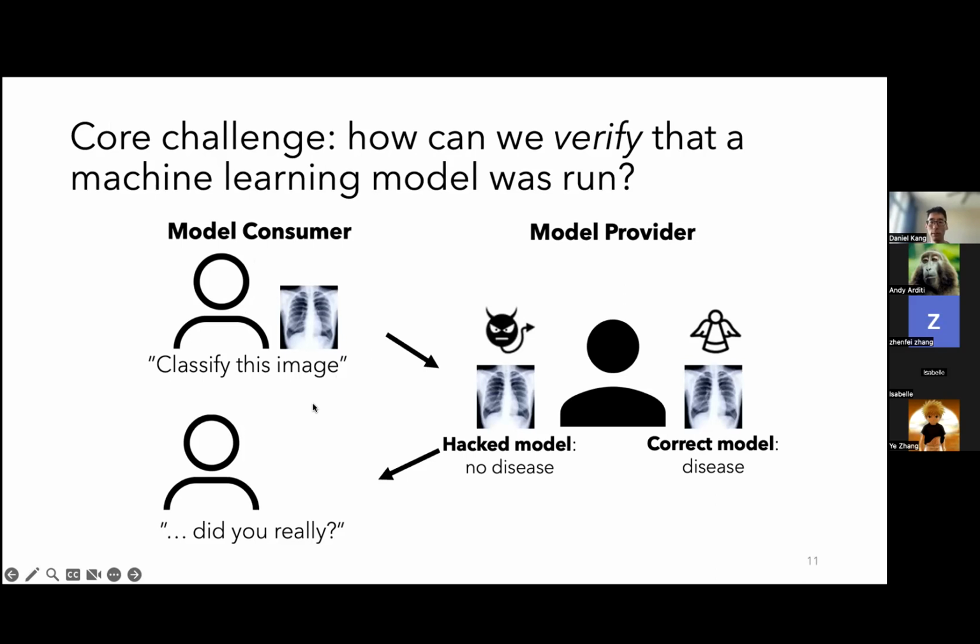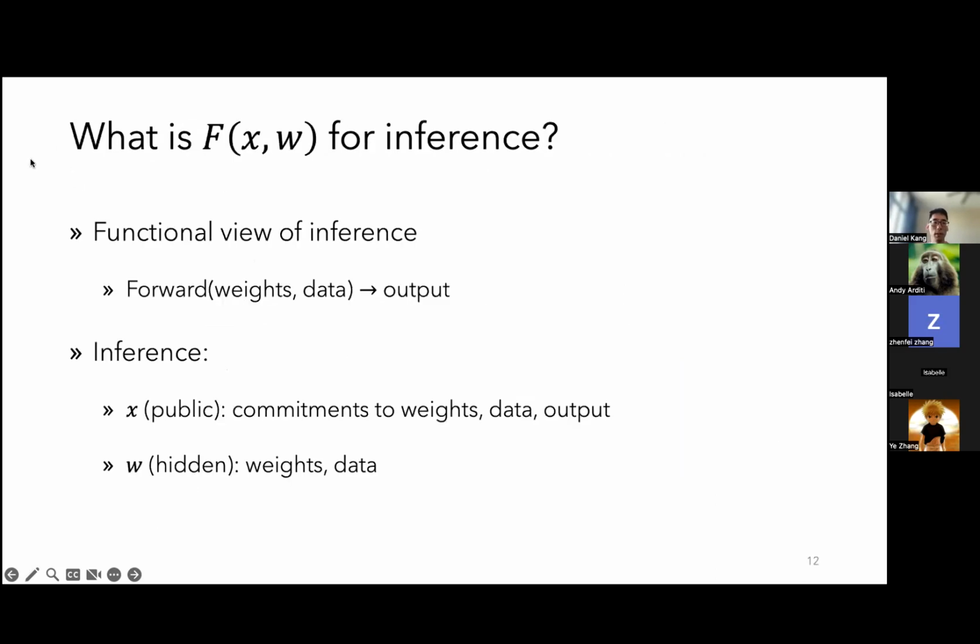Now, one core primitive that we'll use throughout this talk is computing this function f of x, w for inference, or the forward pass of a machine learning model.